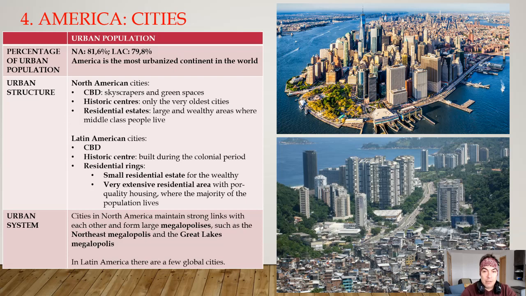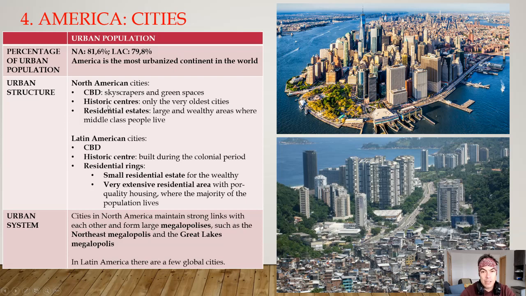So how are the cities in America? America is the continent which has the most urban population of the world. It is around 80% of the total population. So 8 out of 10 people in America live in a city. How is the urban structure? Well, in North American cities, we have a CBD with skyscrapers and green spaces. Here you have a picture of Manhattan in New York.